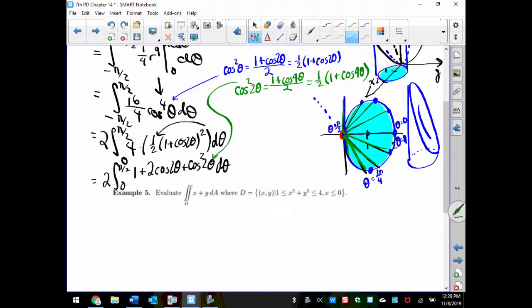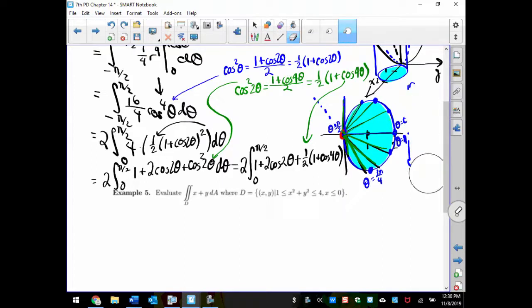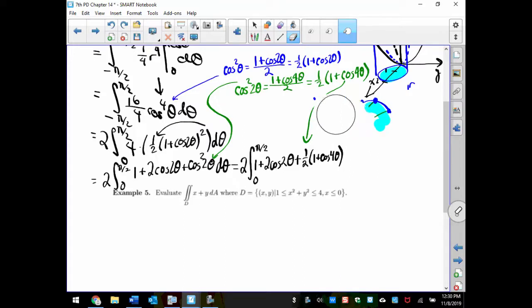Okay, there we go. So let's replace that, because integrating cosine squared is hard. That's the only way that we can munch on that problem. So we get 2 times the integral 0 to pi over 2 of 1 plus 2 cosine 2 theta plus, let's replace this right here, 1/2 times 1 plus cosine 4 theta. Okay, and let's go ahead and clean this up. Okay, that looks good. And so now, this is d theta.